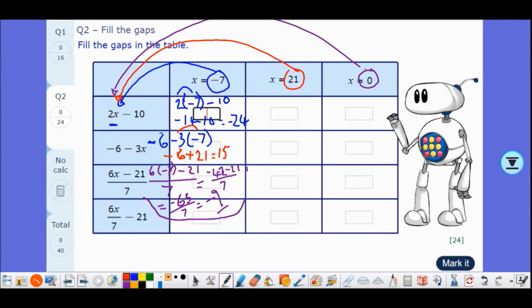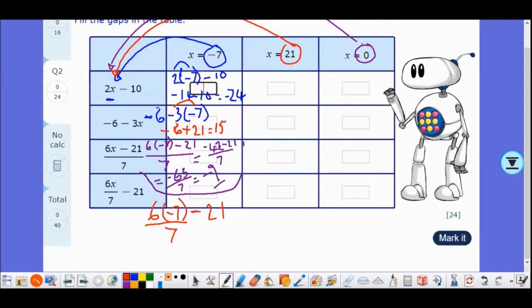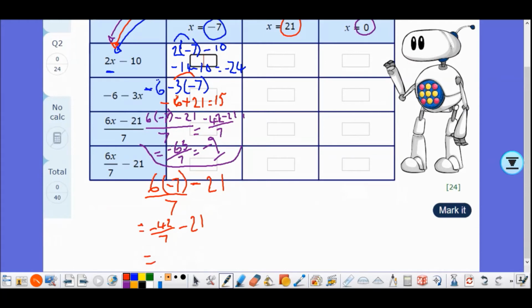And my last question down here is going to be 6 lots of negative 7 divide by 7 minus 21. Now again, it's different to the one above. Okay, so we're going to have to use BIDMAS on this one. So 6 times negative 7 is going to give me negative 42. Divide by 7, minus 21. Negative 42 divided by 7 is going to give me negative 6.